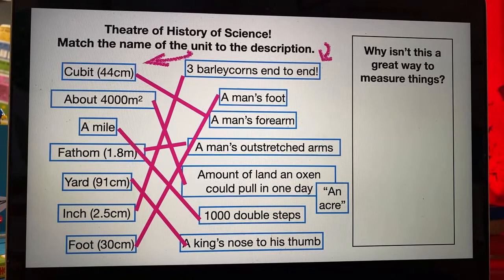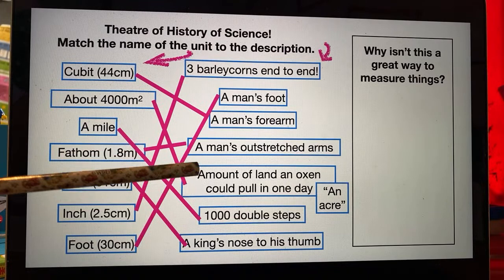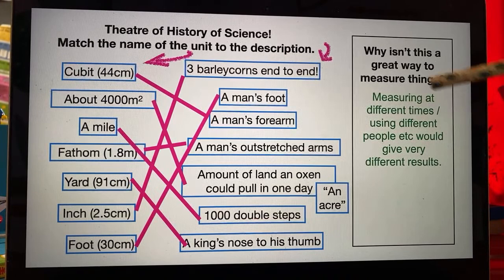Well, hopefully you're saying things like everyone's foot could be a slightly different length, or barleycorns come in slightly different sizes, presumably. Is the ox hungry, or has it just had a meal? Is it a very old ox? Is it a very young ox? Measuring different things at different times using different people would give you very different results, right? So it's not a very precise method. It's actually not a very accurate method either.